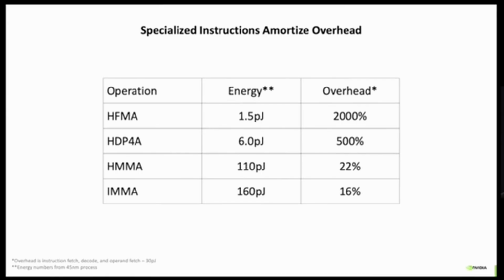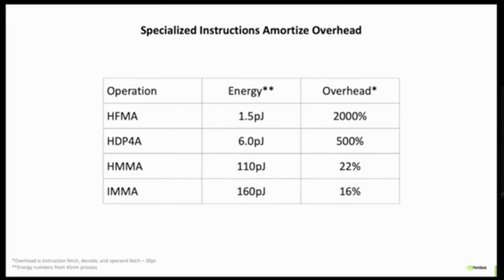If instead of doing a single floating multiply add, you do a dot product, now instead of doing 2 arithmetic operations, you're doing 8, right? So I've reduced that overhead by amortizing it from 20x to 5x. And continuing this, when you do the matrix multiply instructions, with the half precision matrix multiply, the overhead is now just 20%, 22%, and with the integer matrix multiply instruction, that's actually doing 1,024 operations on a single instruction, it's down to 16%. And in today's GPUs, that number's around 11%.